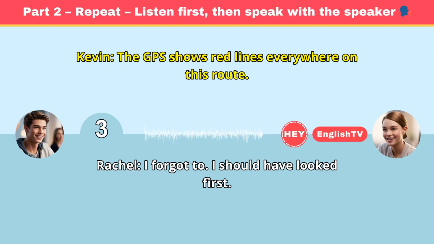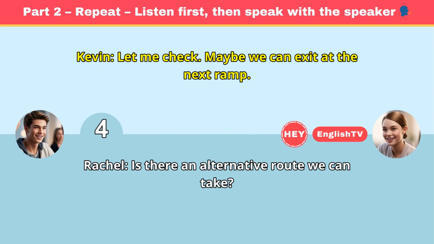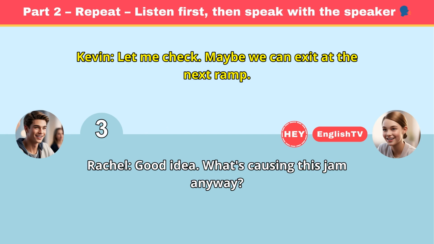The GPS shows red lines everywhere on this route. Is there an alternative route we can take? Let me check. Maybe we can exit at the next ramp. Good idea. What's causing this jam anyway?